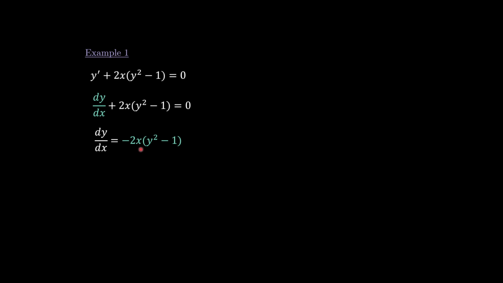Again, the goal here is to have the y's on one side and the x's on the other, separating them. So, divide by y squared minus 1 and multiply by dx. Now, can we integrate this? Not quite yet. How can we further simplify 1 over y squared minus 1? Well, if we break y squared minus 1 into y plus 1 times y minus 1, recall that it represents a partial fraction decomposition.